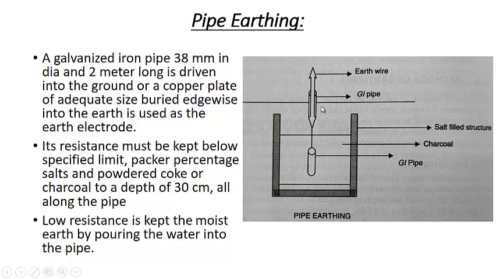When this happens, you can see this connection is the earth wire, and the earth wire can be taken anywhere, or we can say the three terminals of the plug can be connected. The third, the green wire, can be connected to this to have an earth wire.